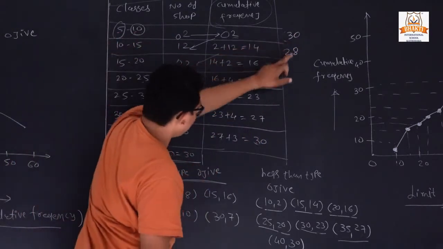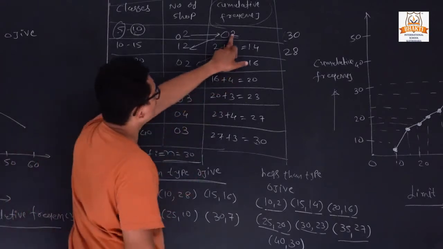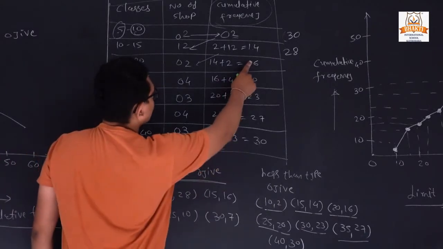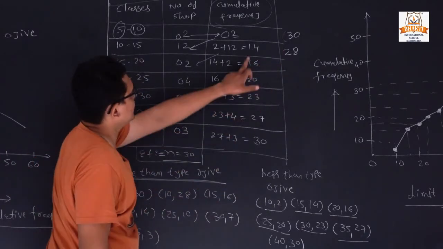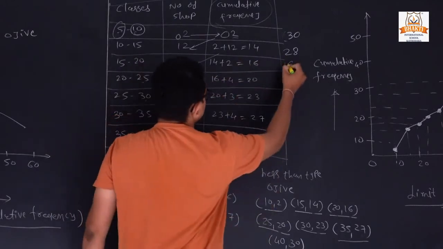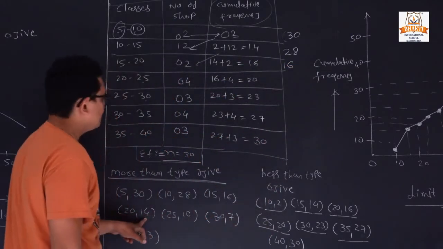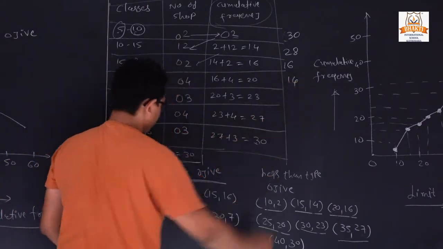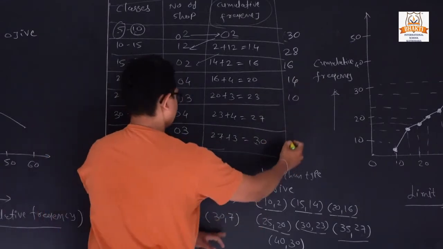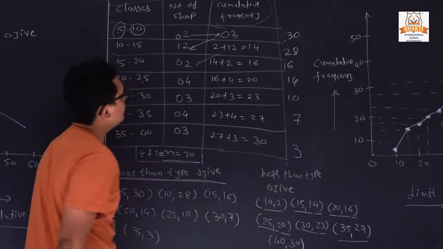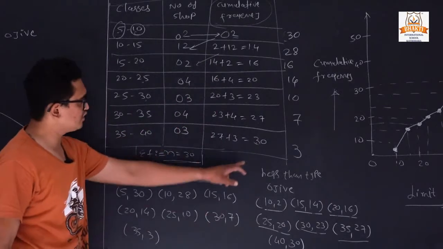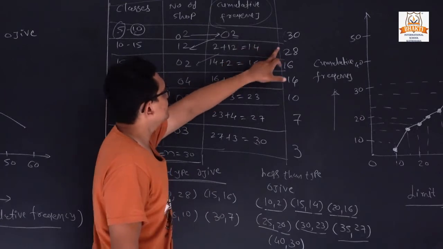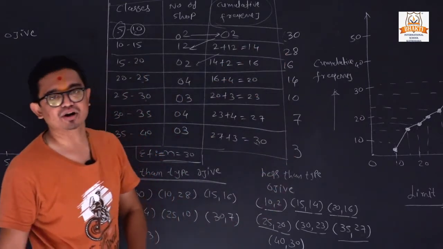Then 30 minus 2, so it will be 28. Then 28 minus 14, so it is 16. Then 16 minus 2, so we get 14, then 10, then 7, and then 3. So it will be in reverse sequence. Clear? First of all we write the maximum reading, then we subtract 2, then we subtract the next value. Similarly, we get all the points.